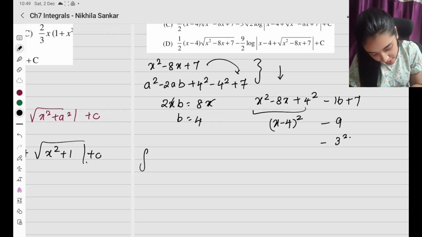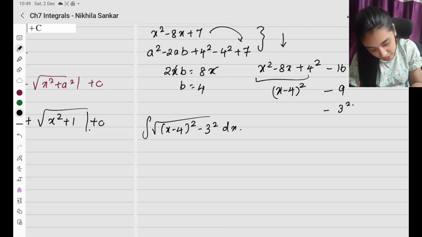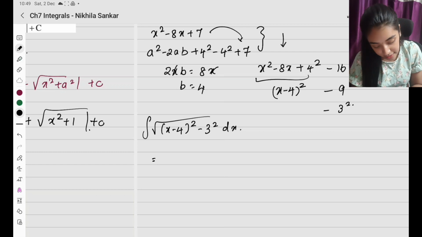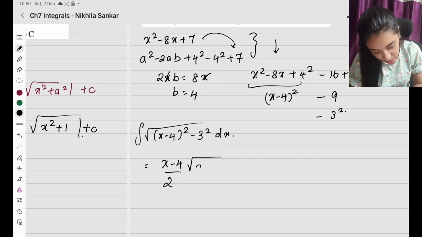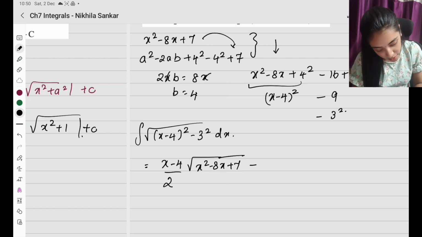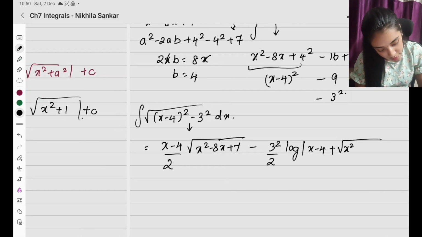So now, what is inside the integral? I have, is there a square root? Yes. Square root of x minus 4 the whole square minus 3 square times dx. So according to the formula, I have x by 2, which is x minus 4 divided by 2, square root of x square minus a square, which is the question itself, x square minus 8x plus 7, minus a square by 2. In this place there is a minus, right? So minus a square divided by 2, which is 3 square divided by 2, log mod x, which is x minus 4, plus square root of x square minus a square, which is x square minus 8x plus 7, plus c.